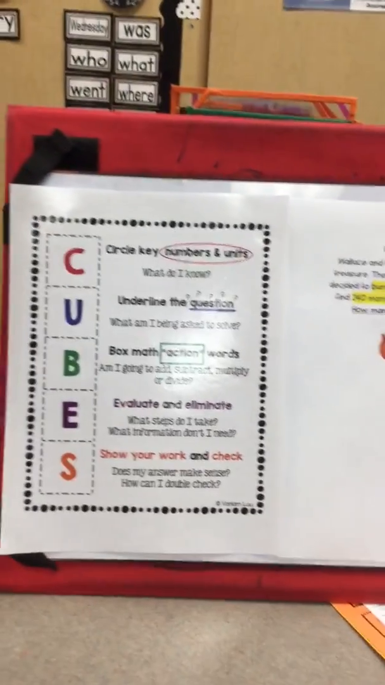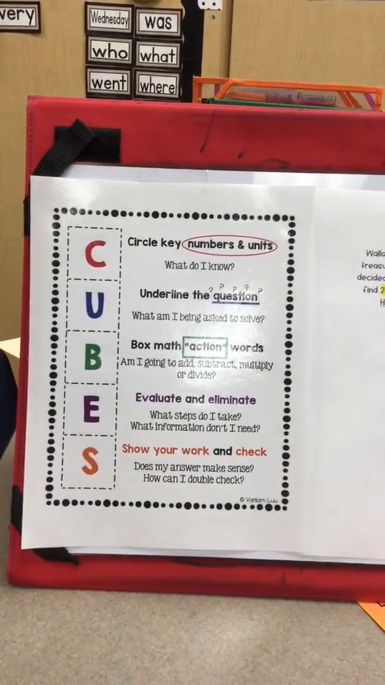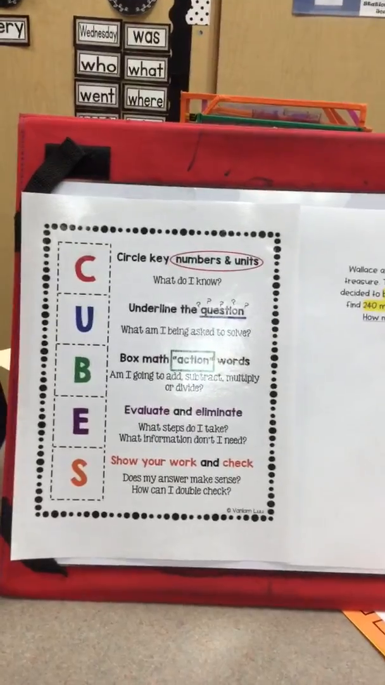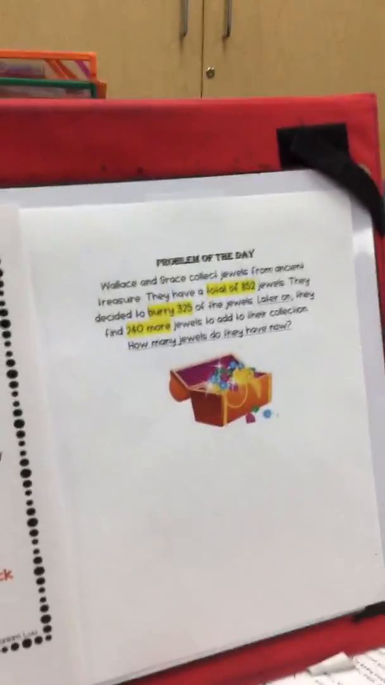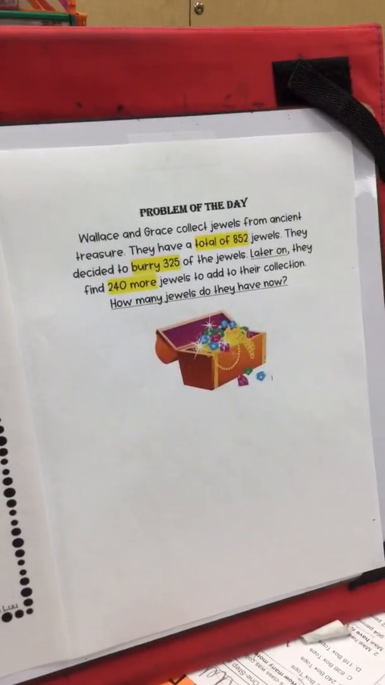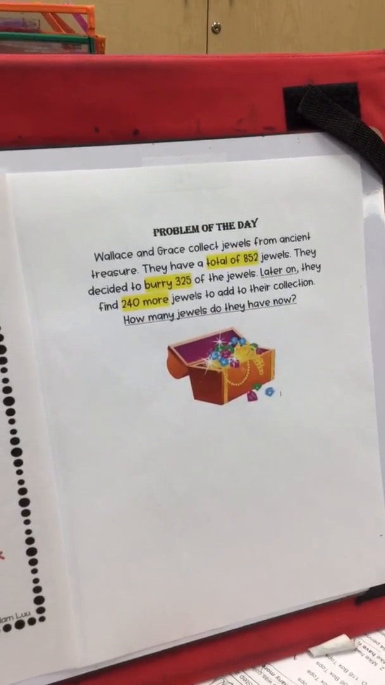So now I'm going to take you through a problem. I'm going to model this CUBES strategy, and I'm also going to show you as much standard algorithm as I can, which is the regrouping process. This is just a normal everyday problem that we might use in the classroom. Wallace and Grace collect jewels from ancient treasure. They have a total of 852 jewels.